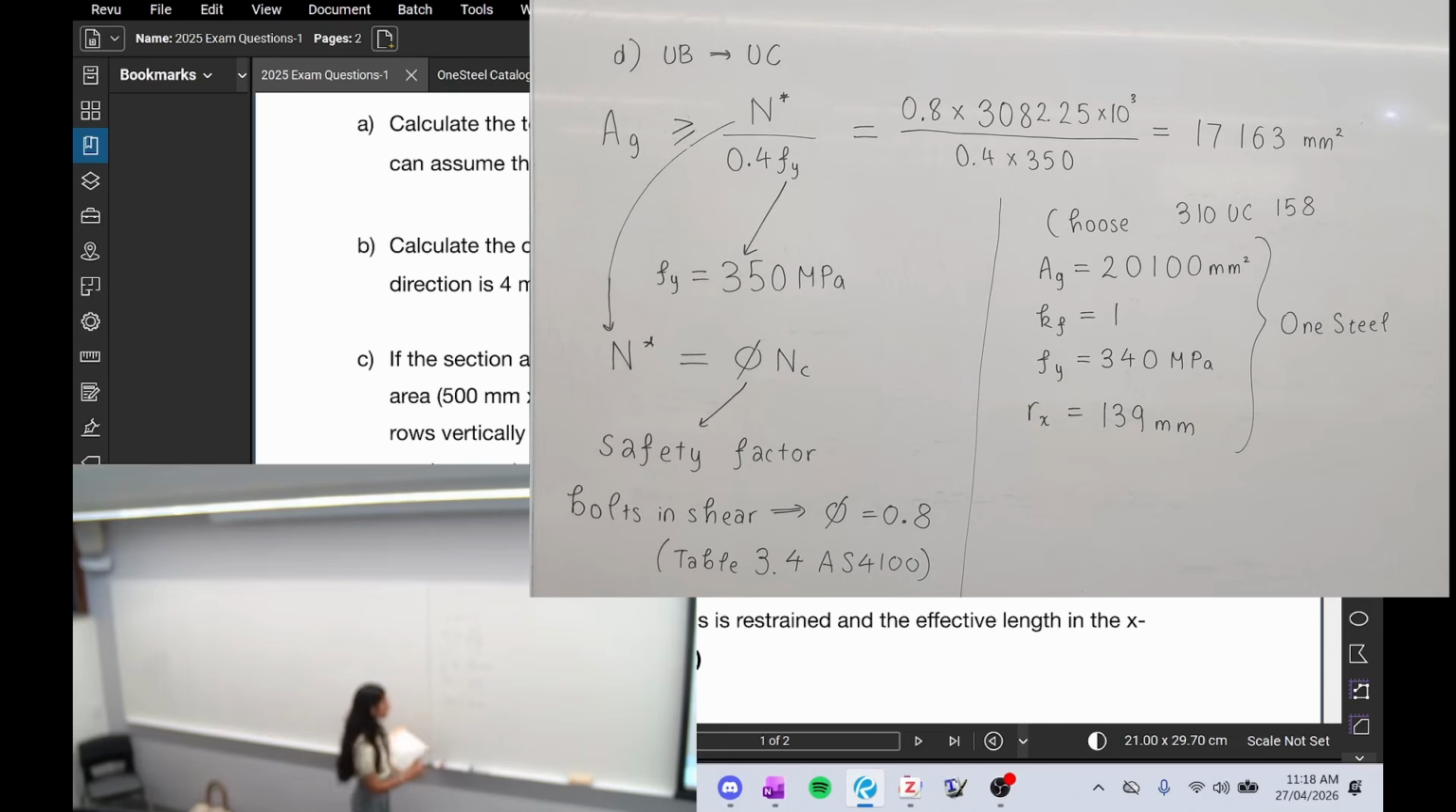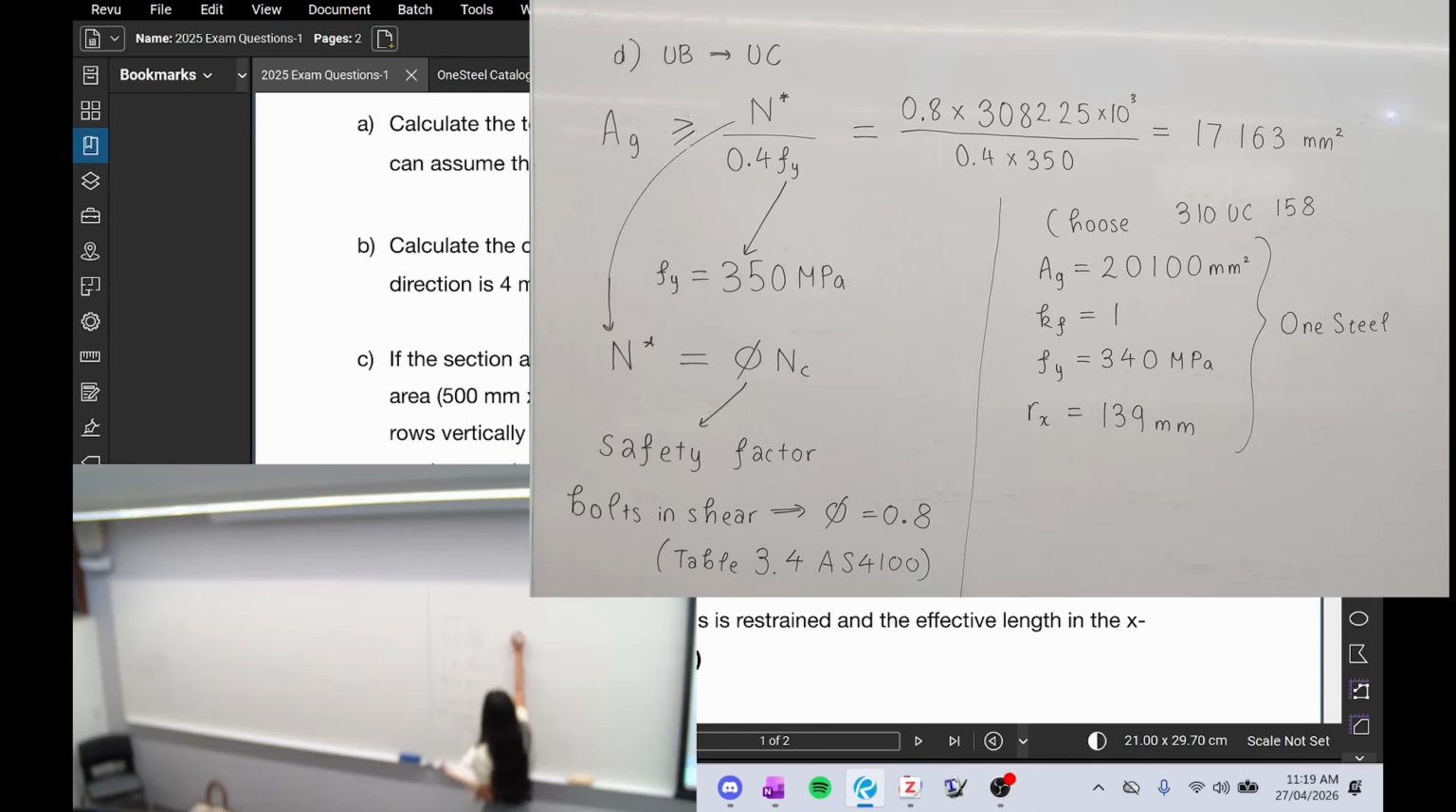The safety factor depends on the type of material and also how the member is being used. So for this one, this is obviously steel and it's 4 bolts in shear. You can find this from a table. So it's going to be equal to 0.8 for this question, and that is from table 3.4 in AS 4100. So that's how you find your safety factor.